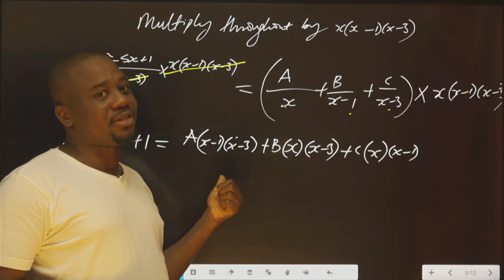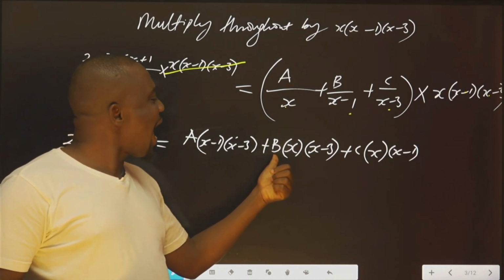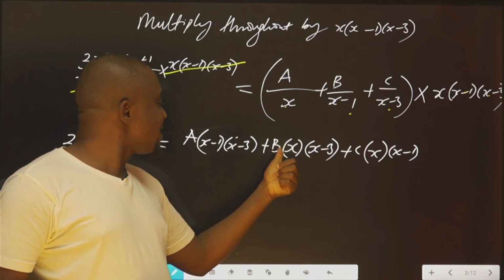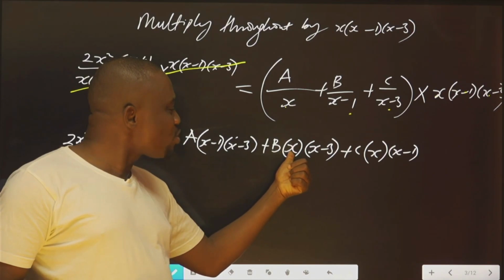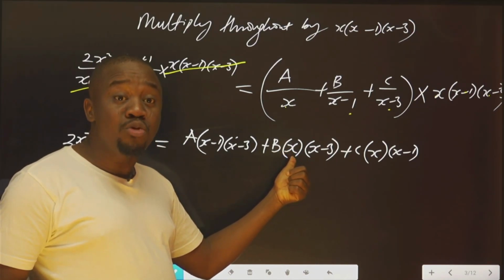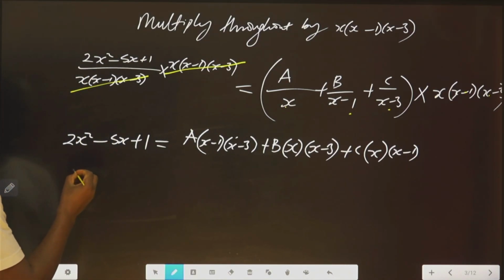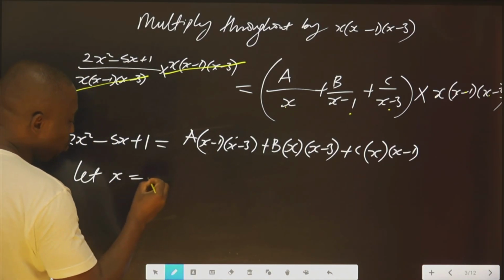I want to get a first. If I want to get a first, I want to eliminate b and c. The only way for me to eliminate b and c is to make s equal to 0, because I know if I put 0 here, this will go and this will go. So therefore, we're going to say, let s be equal to 0.